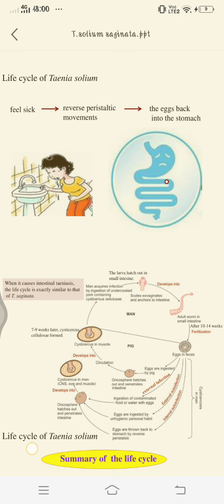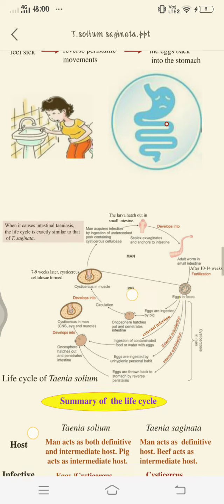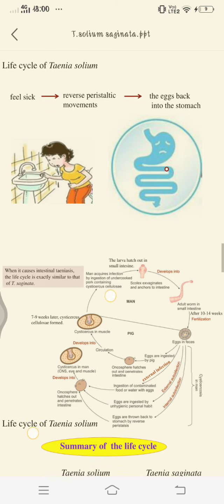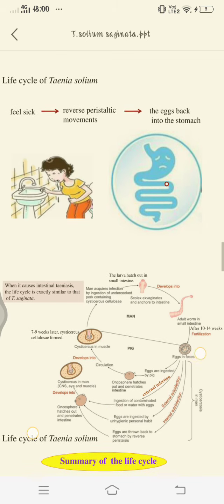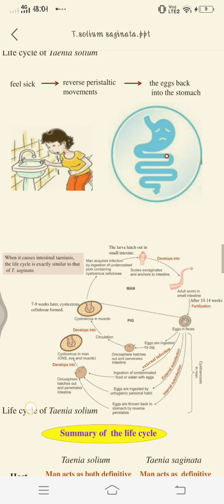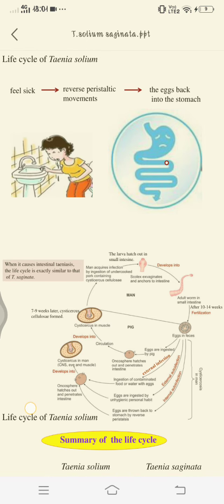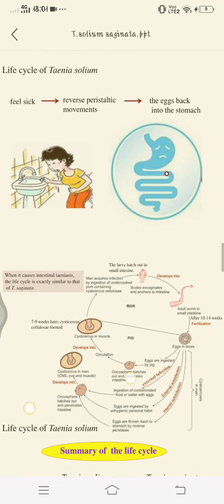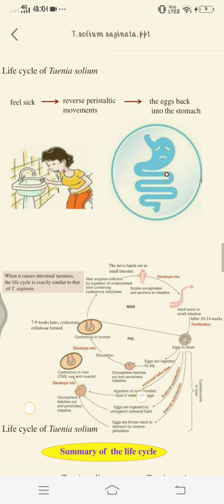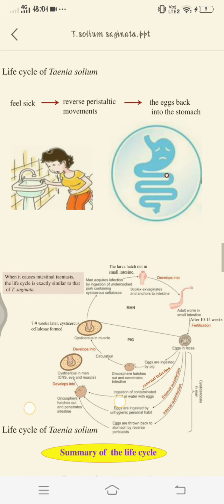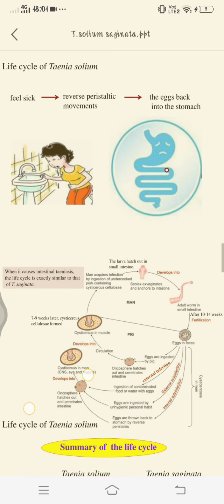When it causes intestinal teniasis, it is exactly similar to Saginata. If not, then here we will see. This cycle we know till here: eggs in the feces, and these eggs are ingested by the pig, and then it continues. And if there is external infection, like ingestion of food or water contaminated with eggs, then it develops into cysticercus in man, mainly in the CNS, eye, and muscles. Mainly it enters the muscles.